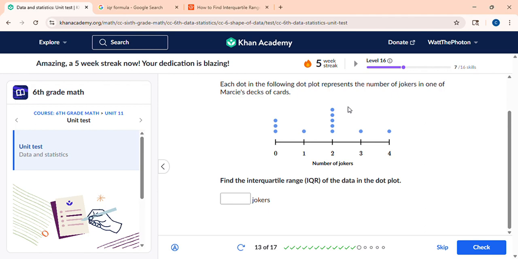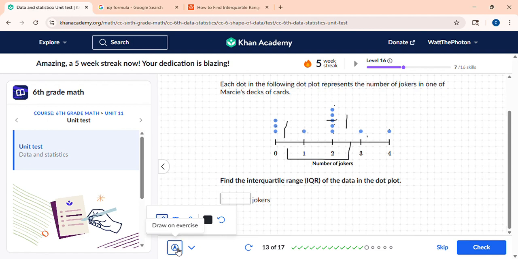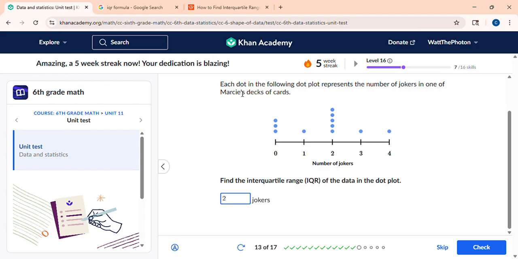1, 2, 1, 2, 1. This is the median right here. 1, 2, 3. 1, 2, 3, 4, 5, 6. This would be 0.5. 1, 2, 3, 4, 2.5. IQR is that 2.5 minus 0.25. That's 2.